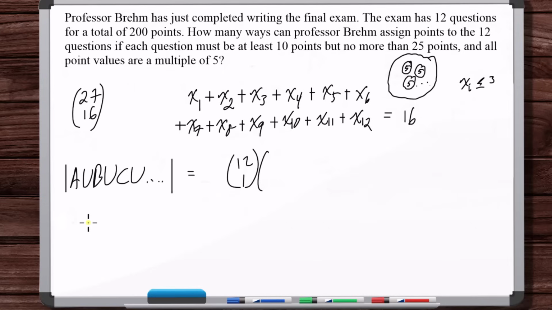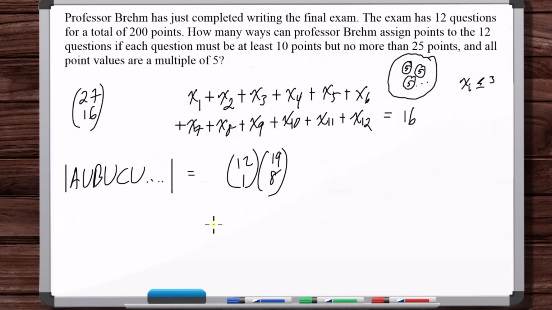So if bin 1 has 4 more tokens and bin 2 has 4 more tokens, now you've got 8 of the 16 slots taken up. You're left with 8 slots, choosing from 12 bins. So that's 20, that's 19 choose 8. So all we need to do is multiply 12 by 19 choose 8, because all of the intersections are going to be the same.